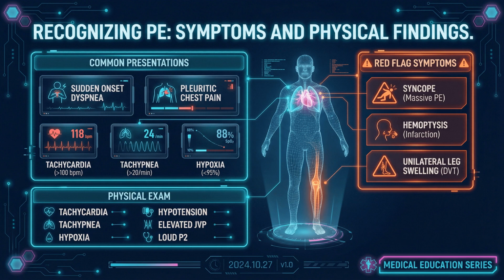On physical exam, these findings are reinforced. You'll see rapid heart and respiratory rates, low oxygen levels, and in more severe cases, hypotension due to right ventricular strain. Elevated jugular venous pressure and a loud pulmonary component of the second heart sound, or loud P2, can indicate increased pulmonary artery pressures. Be alert for red flag symptoms. Syncope may signal a massive PE causing acute circulatory collapse. Hemoptysis suggests pulmonary infarction, and unilateral leg swelling raises suspicion for deep vein thrombosis, the usual source of emboli. Recognizing these signs early is critical to prompt diagnosis and management, which can be life-saving.